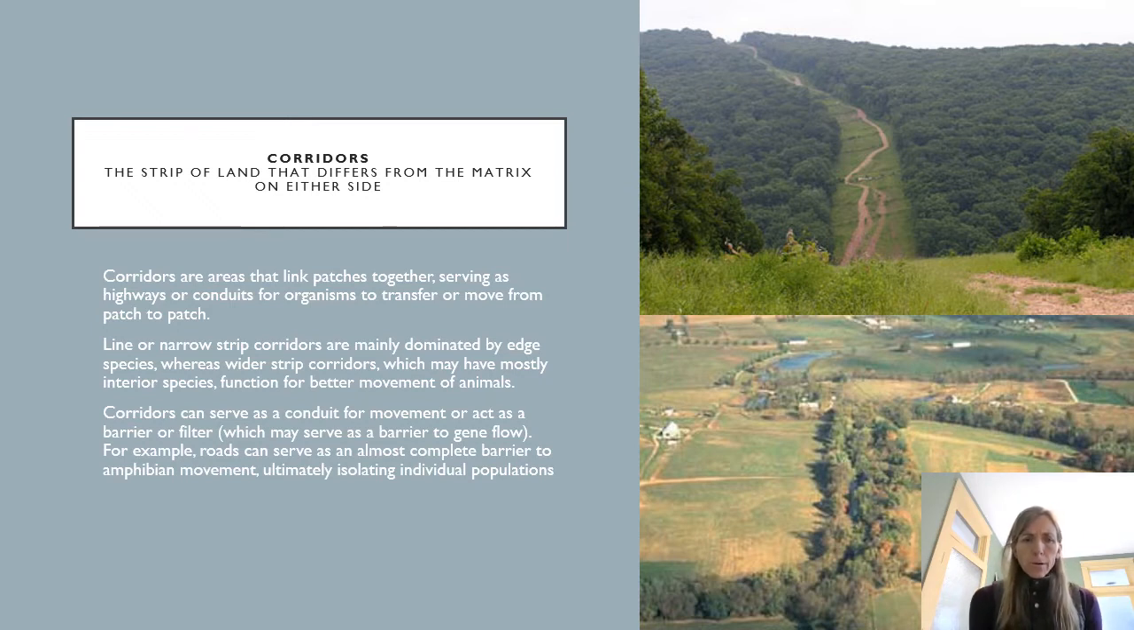So corridors can serve as a conduit of movement or act as a barrier or a filter to movement. They can sometimes serve as a barrier for gene flow. We may have animals that aren't willing to cross a corridor between two habitat patches. So, for instance, roads or corridors can serve as almost a complete barrier to amphibian movement and ultimately isolate populations. So it's important to think about all the different ways that a corridor can interact with a landscape, depending on the perspective of the organism.